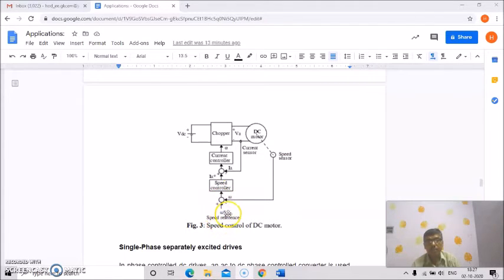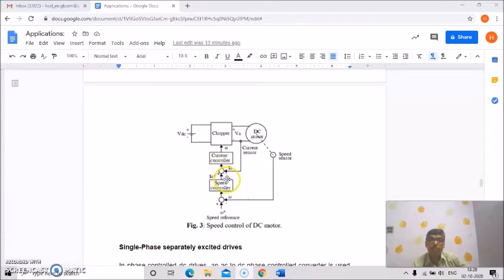So this is the reference speed, and this is the speed, and this output is being fed back to here. This comparator will generate the result after comparison. So this is the reference and this is the feedback signal, and this is the speed controller. This is the current sensor, which will control the input given to this speed controller, and this is the armature current.